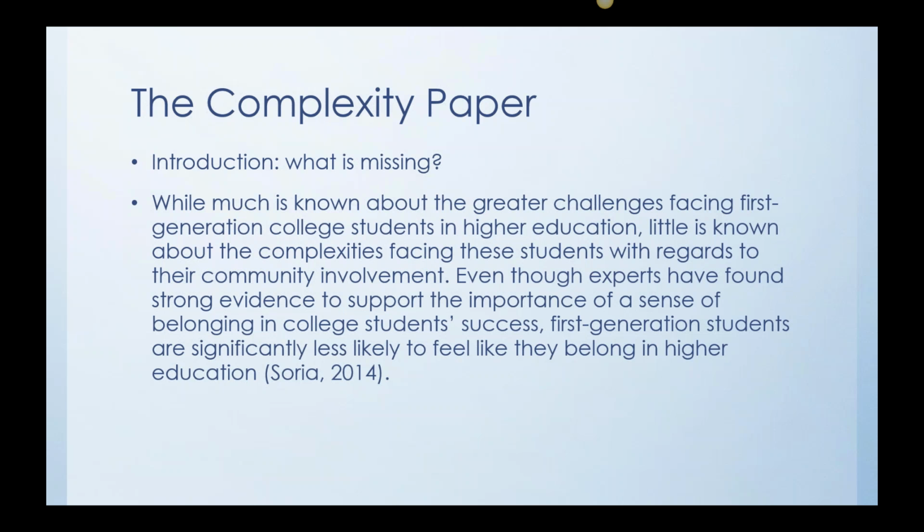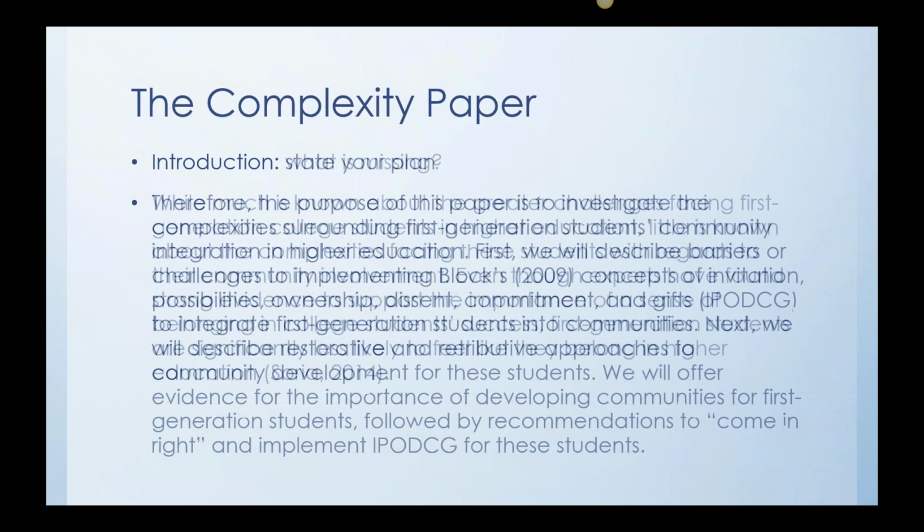So while much is known about the greater challenges facing first-generation college students in higher education, little is known about the complexities facing these students with regards to their community involvement. Even though experts have found strong evidence to support the importance of a sense of belonging in college student success, first-generation students are significantly less likely to feel like they belong in higher education, right? So again, I'm identifying this gap. What's missing? So we know community is important, but students are less likely to feel like they belong. So that's the problem. That's what's missing, right?